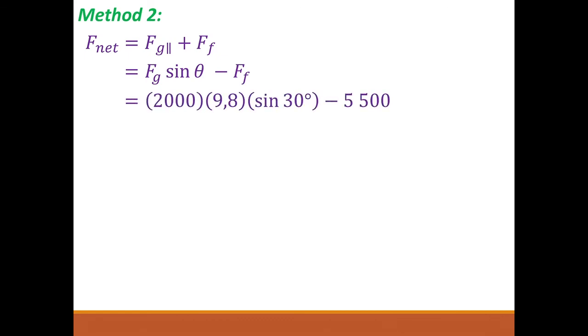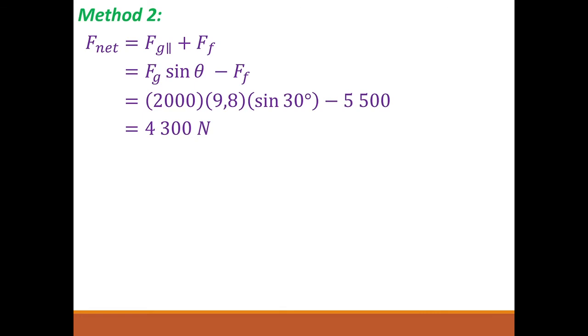The second method is this. F net equals Fg parallel plus Ff. I'm working out the net force parallel on the slope. Fg parallel, remember, is Fg sine theta minus force of friction. That's from grade 11. 2,000, that's the mass of the truck, times 9.8 sine 30, okay, minus 5,500, 4,300 newtons, okay? That's the net force.